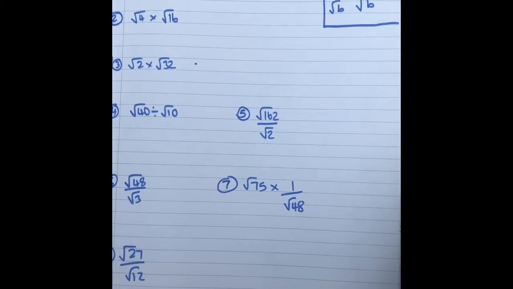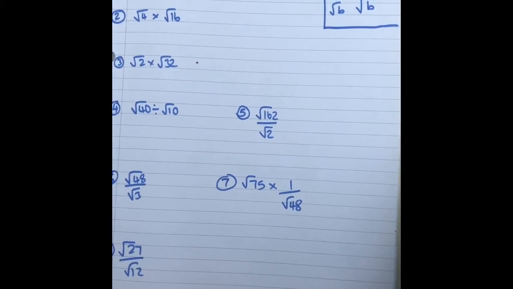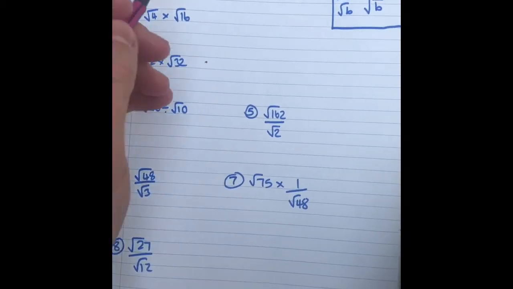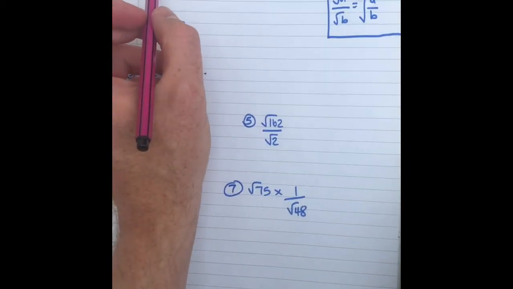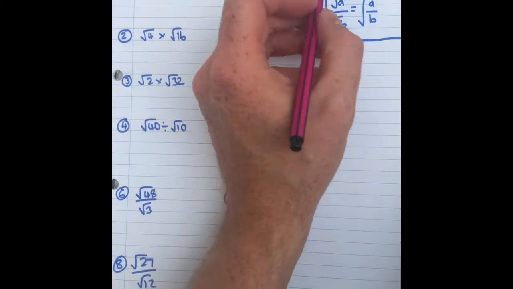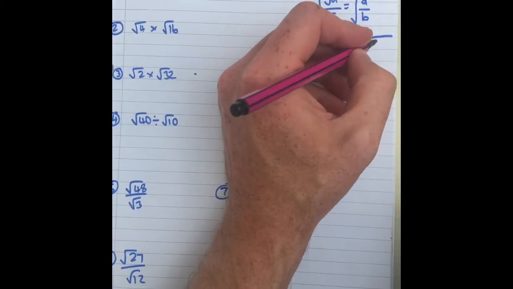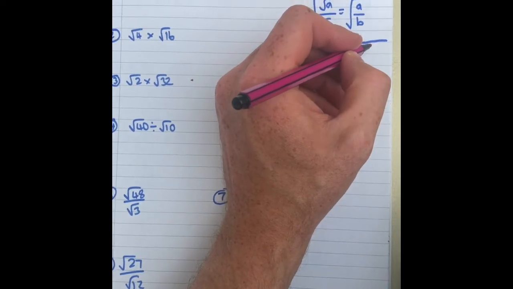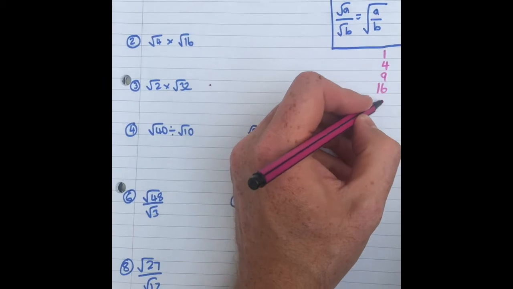Clip 113, multiplication and division with surds. So we've done a couple of clips on surds now. The key part is to recognise what a surd is. Surds are based around the square numbers. So when you're doing any questions on surds, it's good practice to write down the first few square numbers.